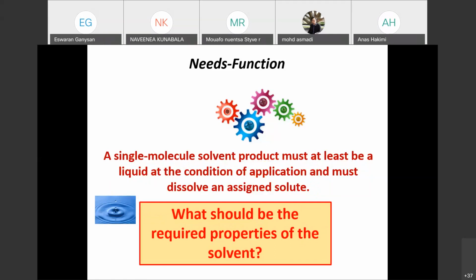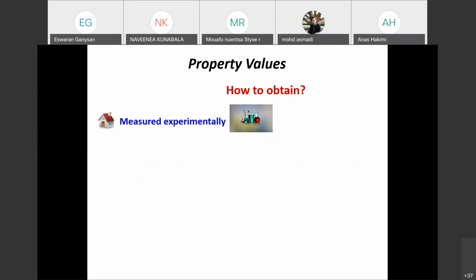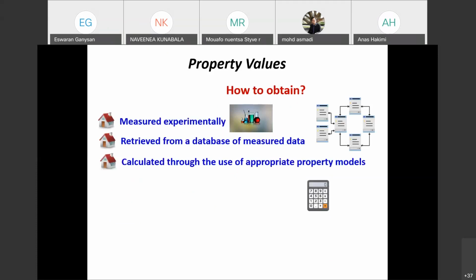Okay, so another important thing that we need to consider is the property's value, which may be measured from the database, of measured data, or calculated through the use of appropriate property models. How to obtain it? We can obtain it experimentally. As I told you, this one is retrieved from the database of the measured data, or calculated through the appropriate property models or by using computer aided techniques.